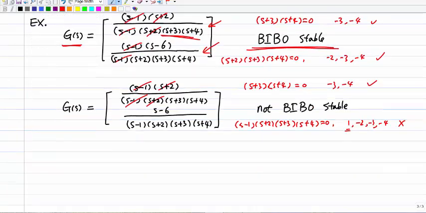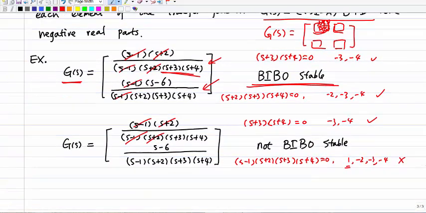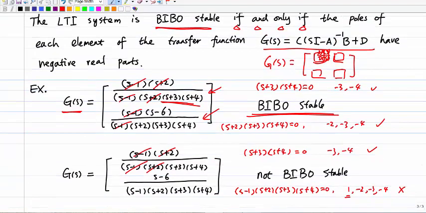Okay, so I hope this is clear for understanding the basic concept of BIBO stability and the conditions to guarantee BIBO stability for the linear time invariant system.